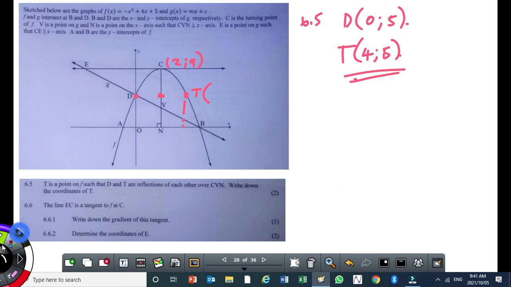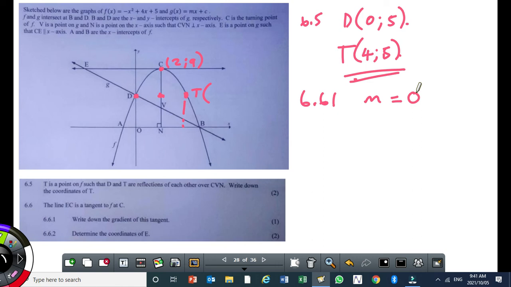Then the next question says, the line EC is a tangent to F. Write down the gradient of this tangent. I might do this question here. I was surprised that some of you are not aware that the gradient here is 0. I was also surprised that you are not aware that any horizontal line has 0 gradient. So the answer here was so simple. M equals 0. That's all.